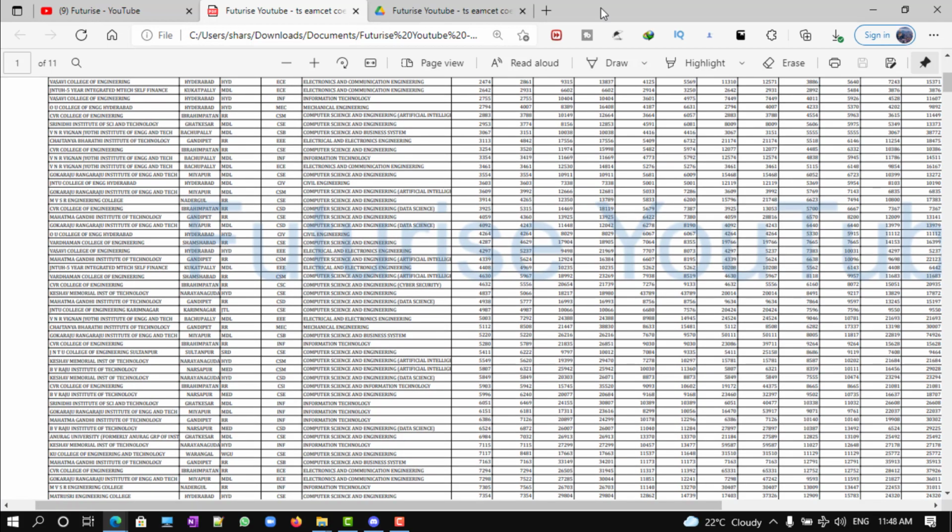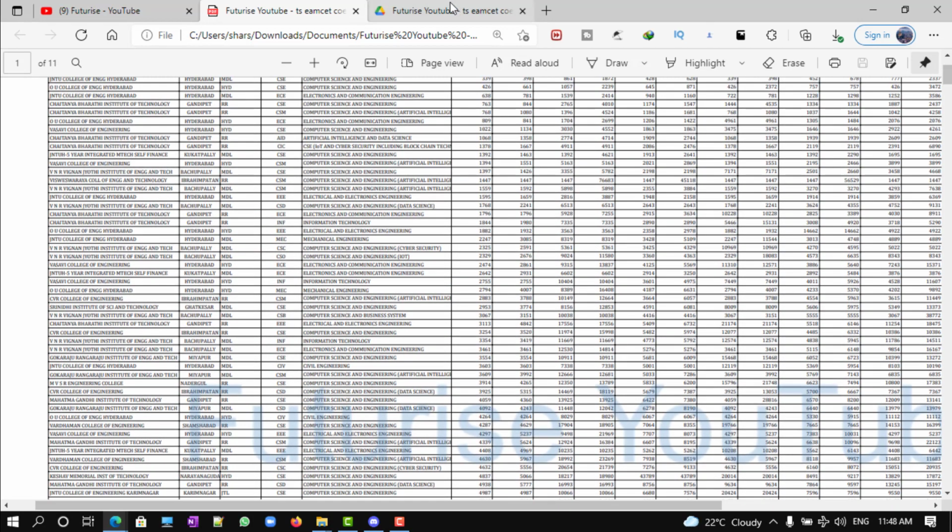One more thing is that all these are co-ed colleges, not girls-only colleges. So I have kept only co-ed colleges here with all the details.